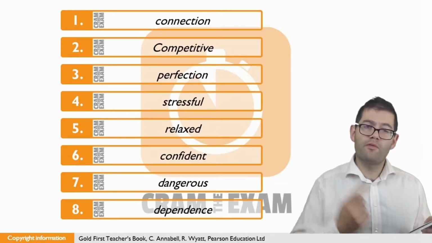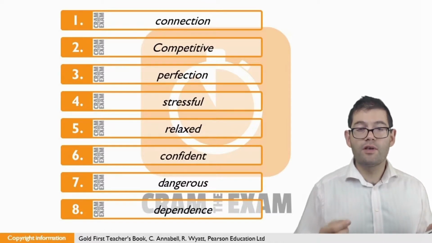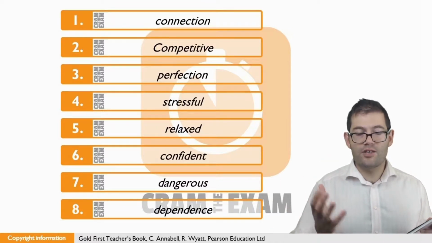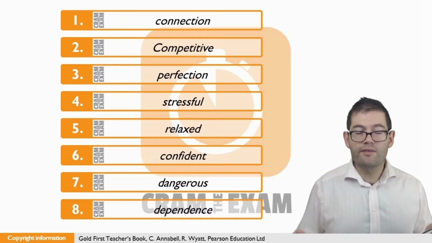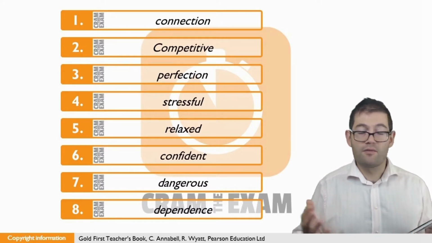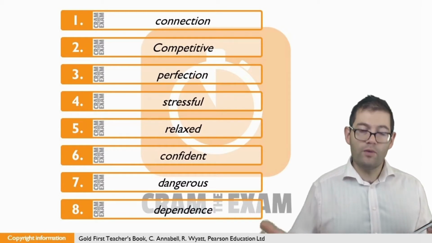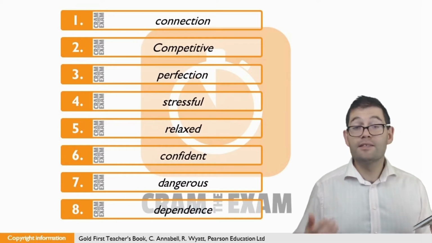Question number 8, before the gap we've got an adjective. Where is the noun that adjective is modifying? We don't have it. Before the adjective we have an article. Where is the noun to which that article refers? We don't have it. What do we need here? We need the noun. What's the answer? Dependence.